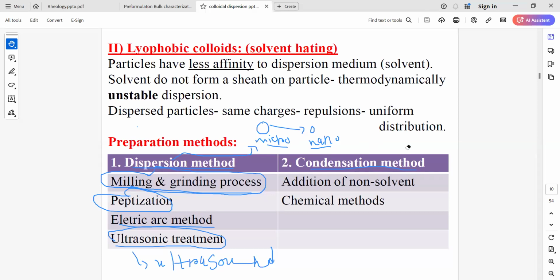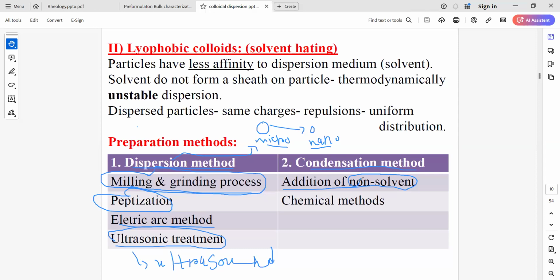Then in the case of condensation method, there is one method, the anti-solvent method. That is the addition of a non-solvent, also known as an anti-solvent, in which your colloid is not stable. First you dissolve your colloidal particles in a solvent, and then you add a solvent in which they are not dissolved, and that solvent is known as an anti-solvent or non-solvent. That method is known as anti-solvent precipitation.